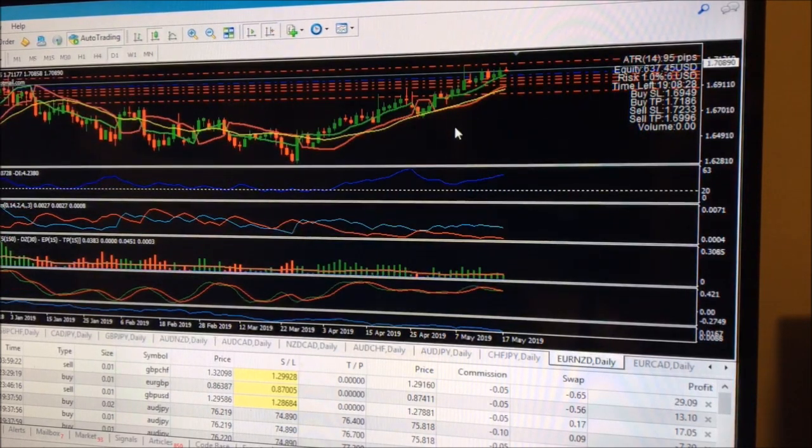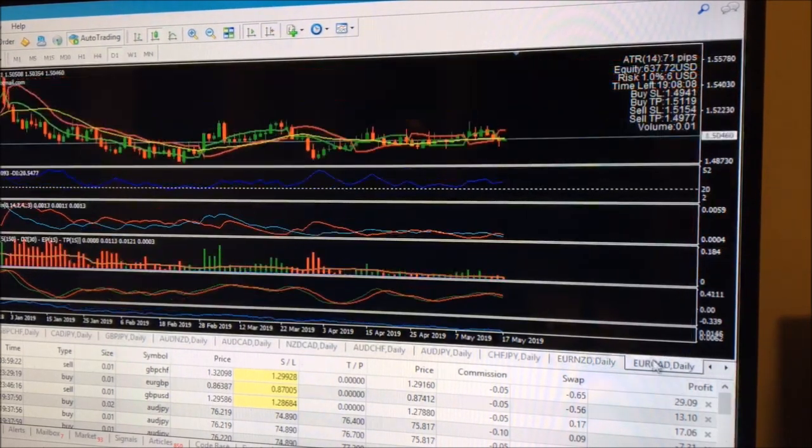All right, here is another one. I think this is the Nautilus signal. This is the Euro New Zealand dollar. Again, we're still kind of waiting on it to do something. It's not really come too close to the stop loss, so I'm fine riding that out. All right, let's see.